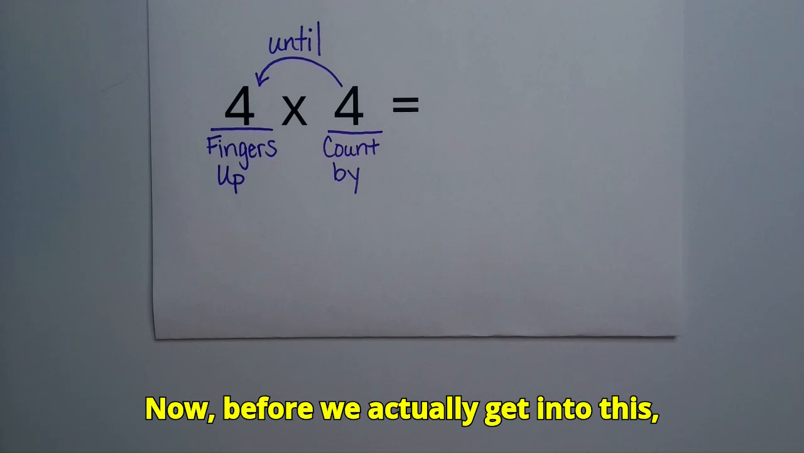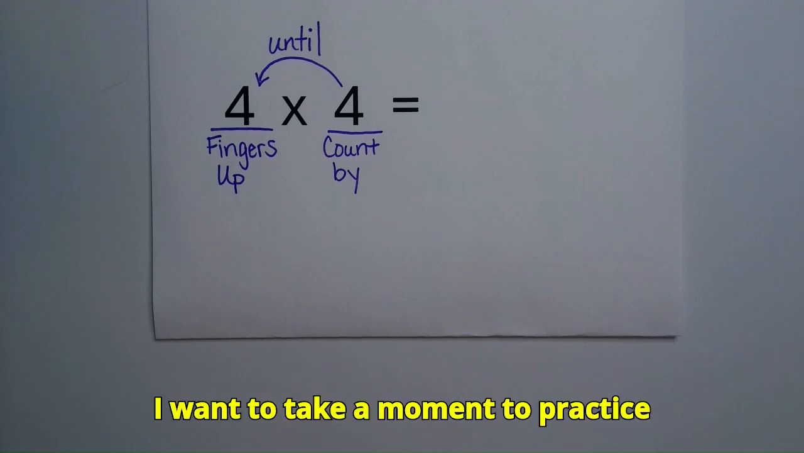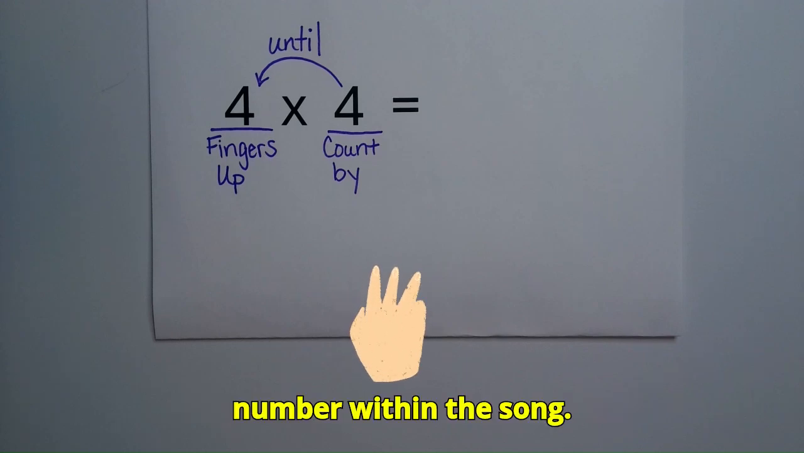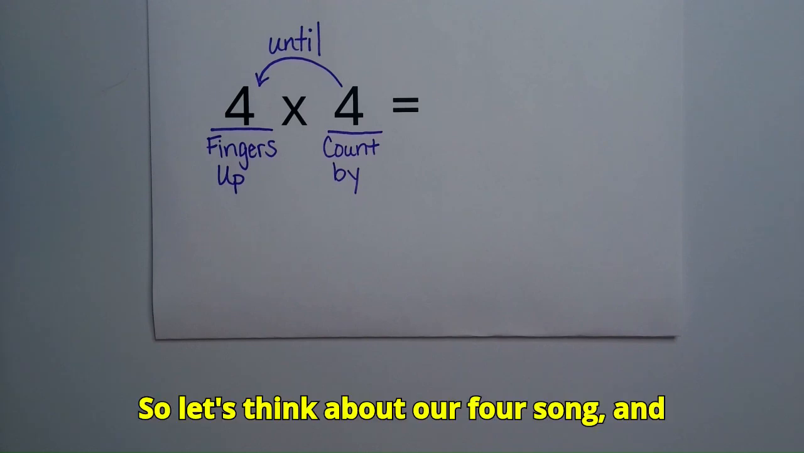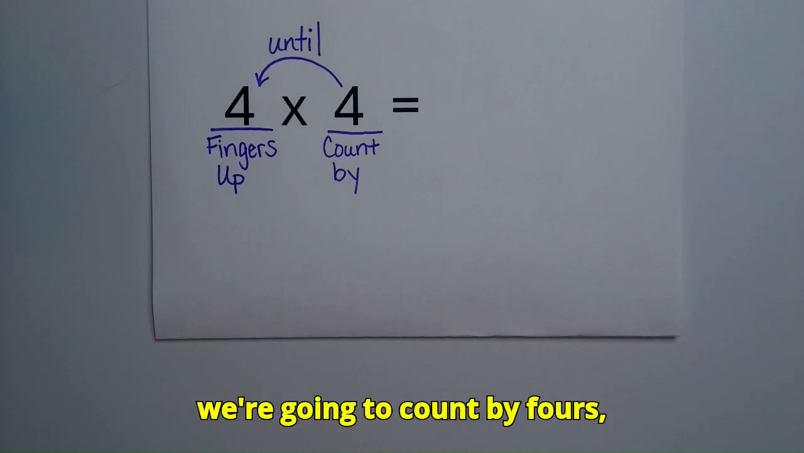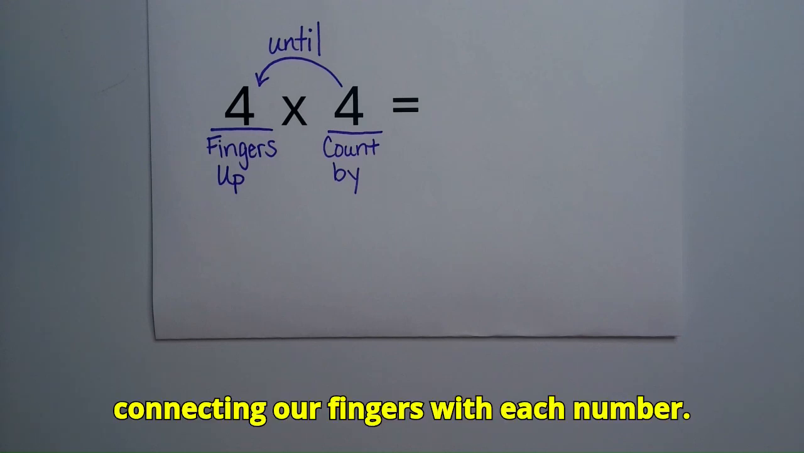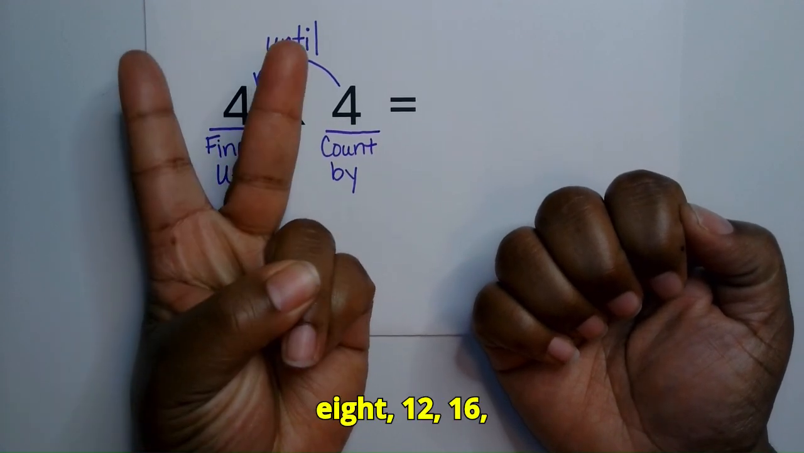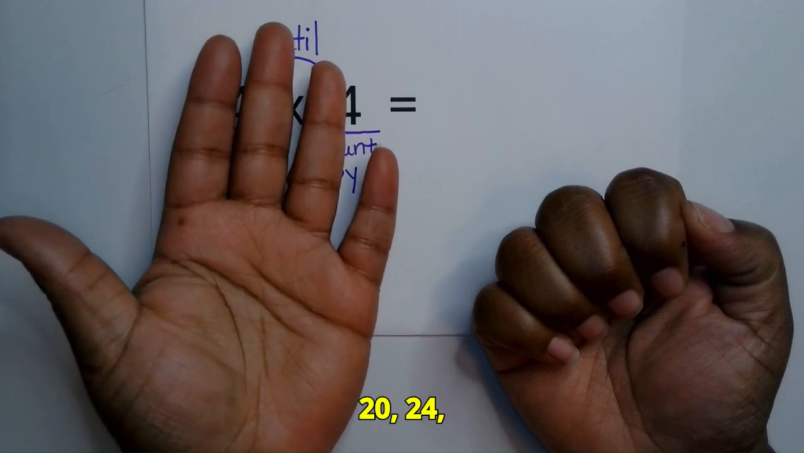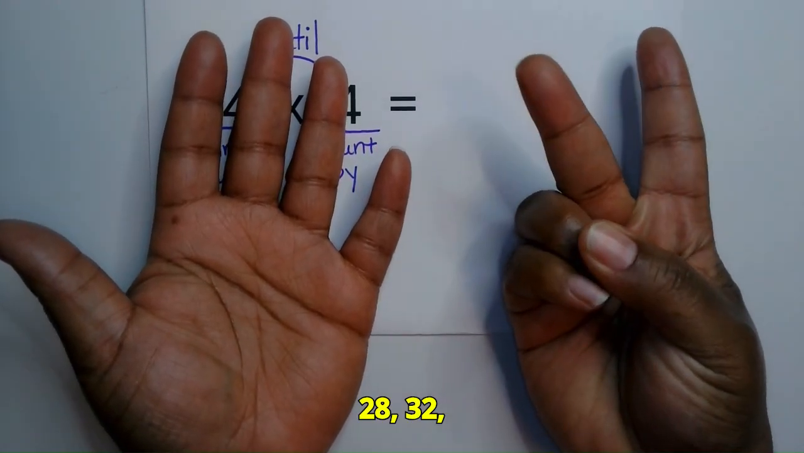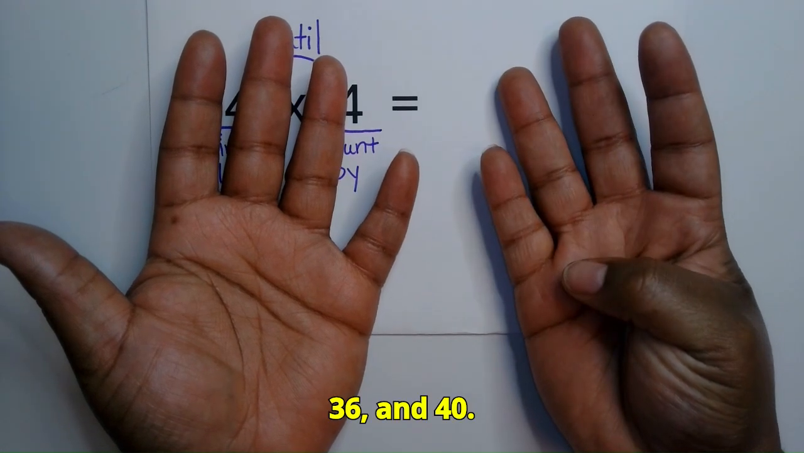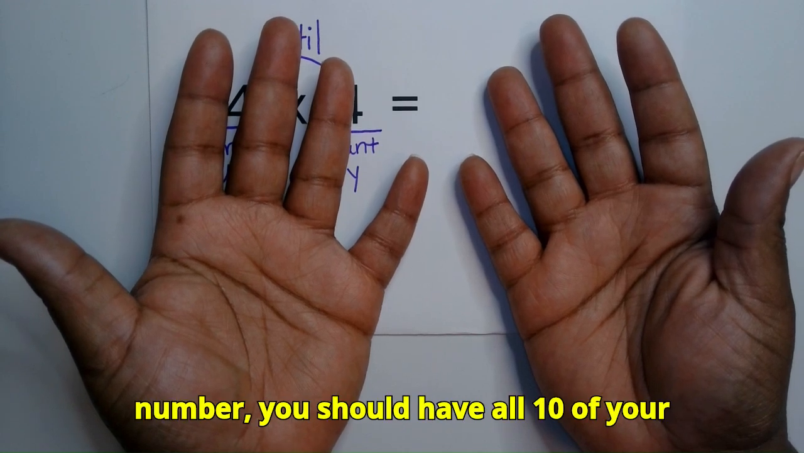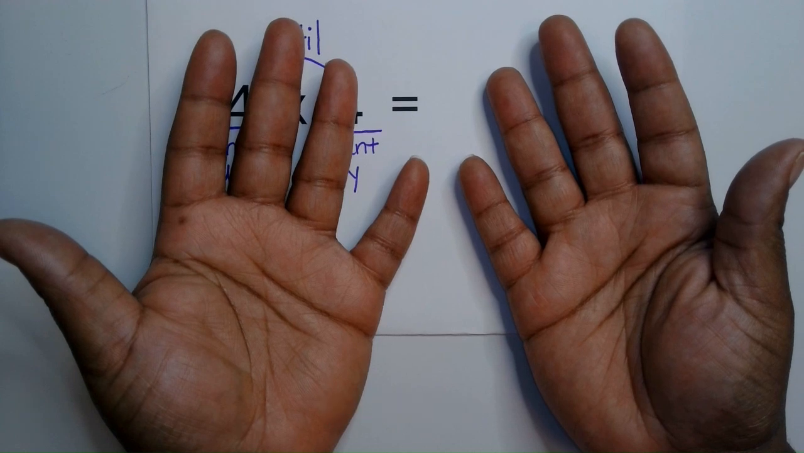Now, before we actually get into this, I want to take a moment to practice connecting each of our fingers to a number within the song. So let's think about our 4 song, and we're going to count by 4s, connecting our fingers with each number. So I'm going to put my fingers out. So that would be 4, 8, 12, 16, 20, 24, 28, 32, 36, and 40. So by the time you get to the last number, you should have all 10 of your fingers out.